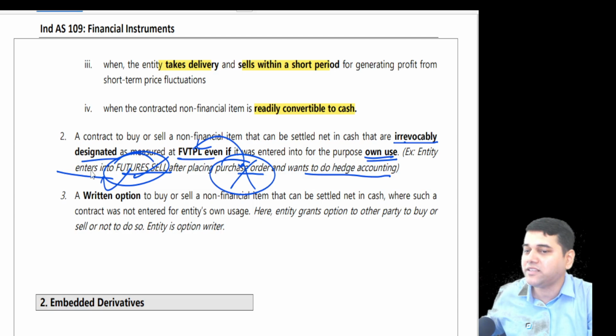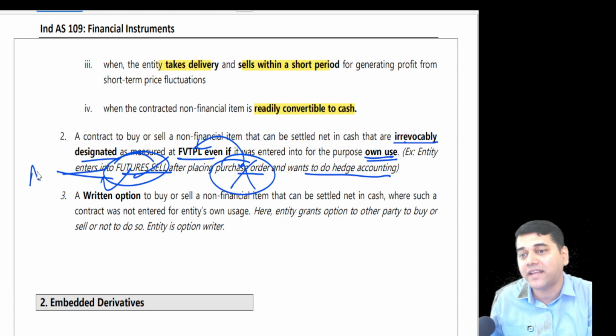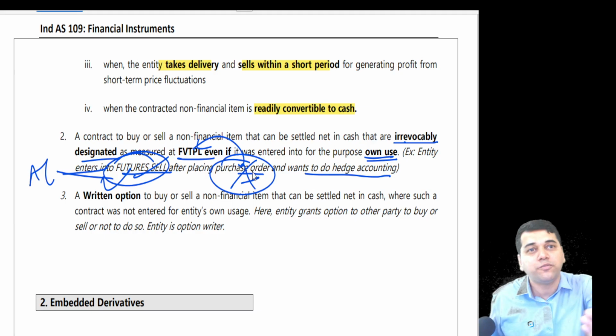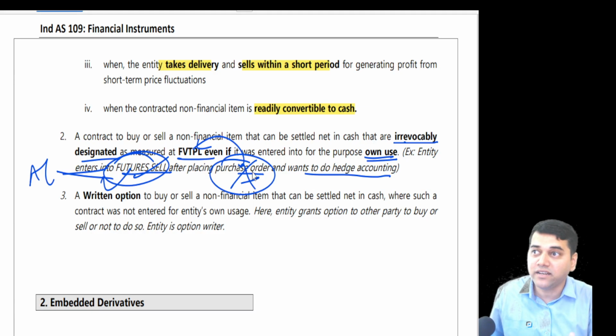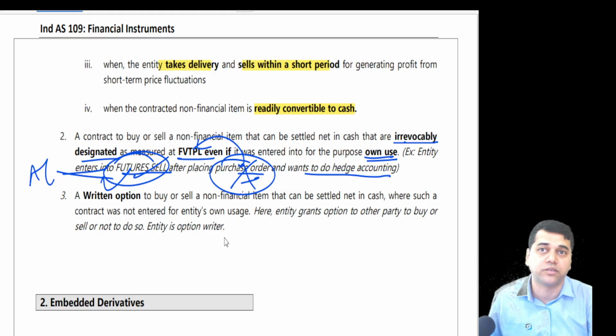Both are derivative. One is accounted as derivative. Another, since you are buying it for your own use, you didn't account it. Then the standard says, look, if you designate it as FVTPL, then you can't take this own use exemption because you are performing hedge accounting there.